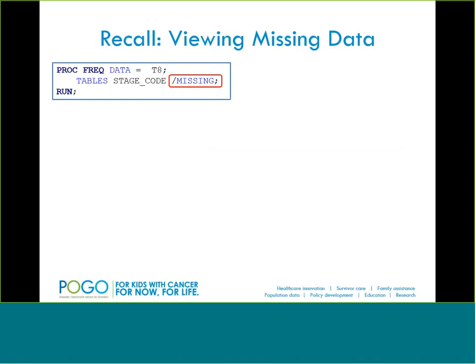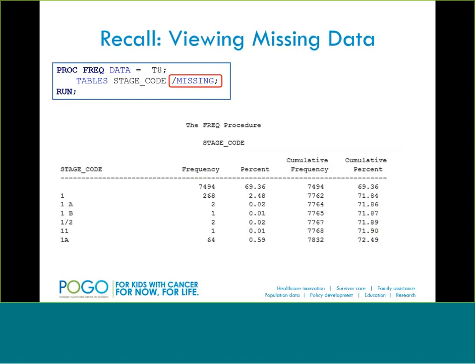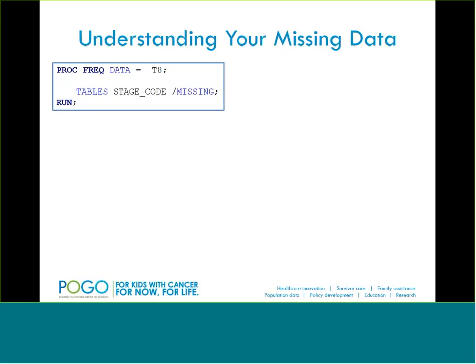So I'm telling SAS, I want you to create a frequency output of stage code, and stage code is a variable that's used as the staging of the disease. And I want you to treat missingness as its own category, if you will, and I want you to tell me how much of my data is missing in terms of percentages. So here we have the output, and I see that 7,500 cases, or 70% of my data, of my staging variable, is missing. However, when you're looking at your missing data, it's critical that you understand your missing data and what story it's telling you.